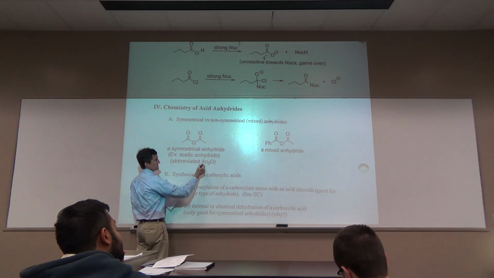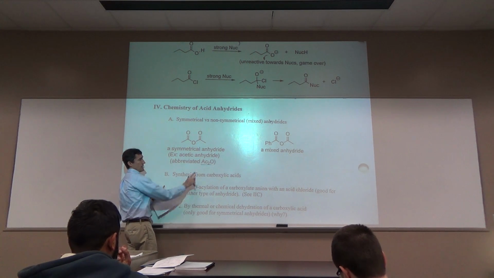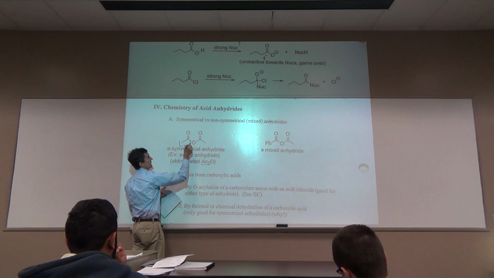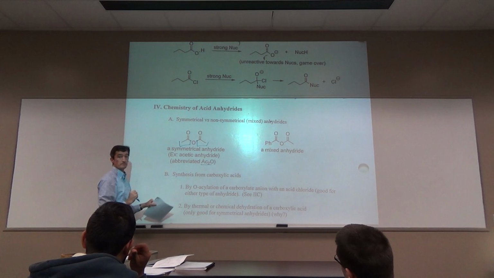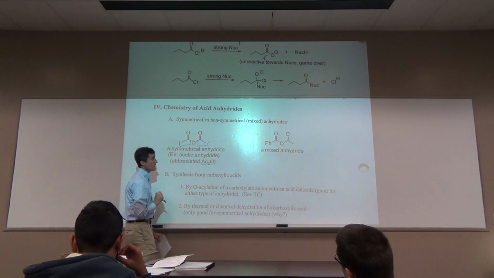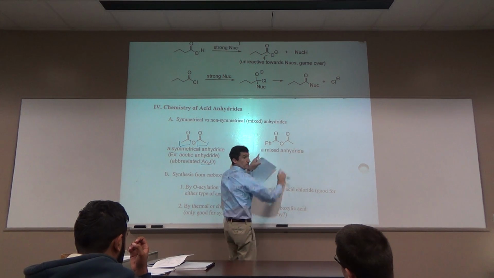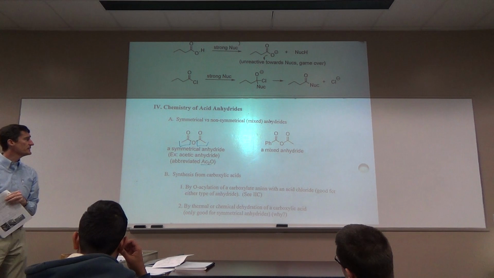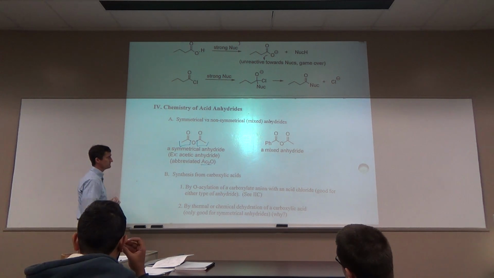Acetic acid is usually abbreviated like this. Two acetyl groups on an oxygen. This is a mixed anhydride again, where the groups out here are different. Many people call it a mixed anhydride. Some people will call it a non-symmetrical anhydride. But mixed anhydride is the common term.